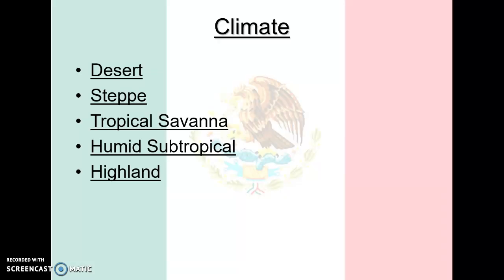Now the desert climates you're going to find just south of Texas. Many different deserts come together to create a large dry area. The steppe climate's going to be a little bit further south of that. The tropical savanna will be towards the eastern coast, with humid subtropical on the west coast, and the highland climate is pretty much going to take up the Mexican Plateau region. Pause the video so you can finish writing down these climate types.